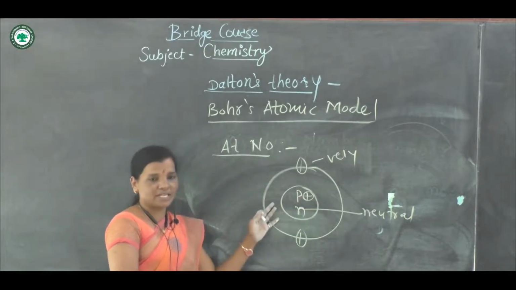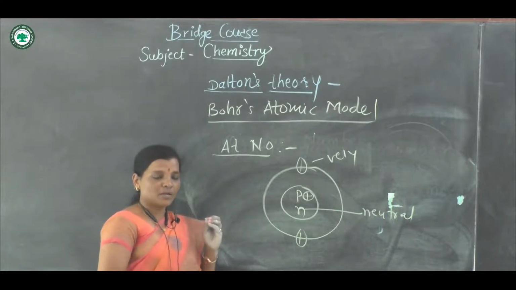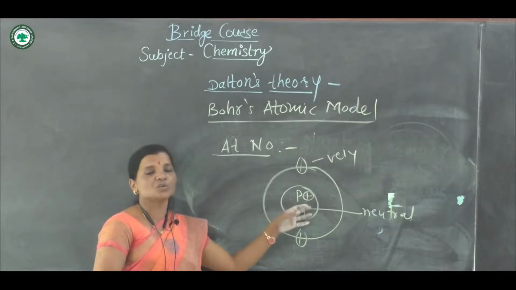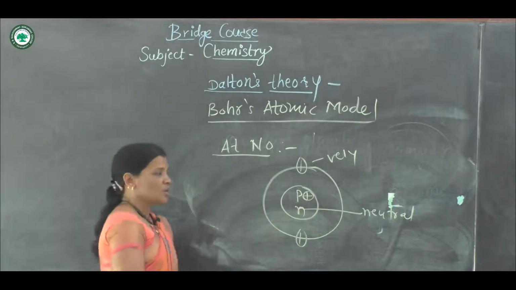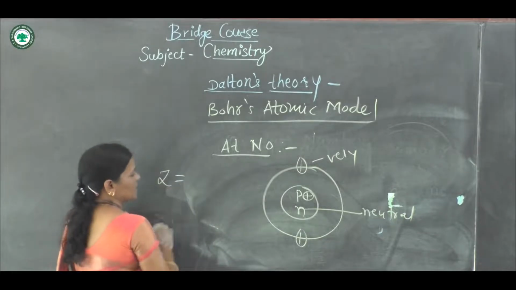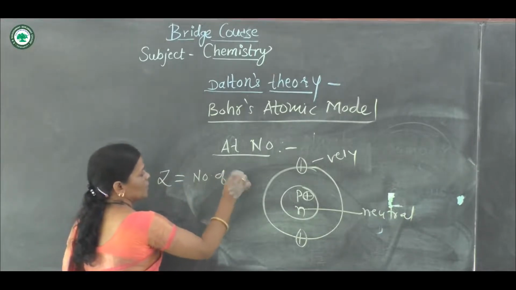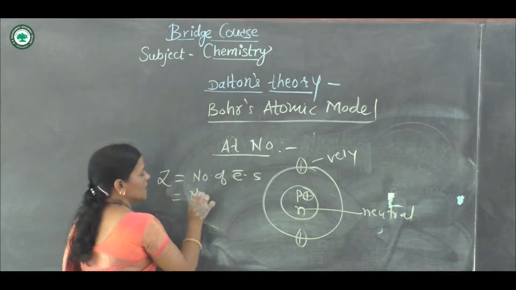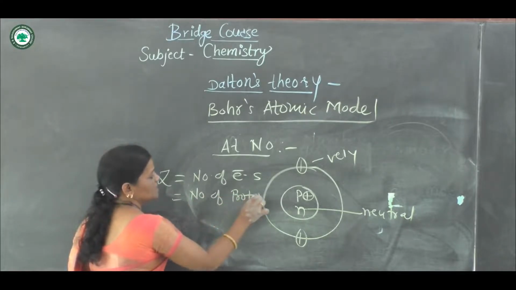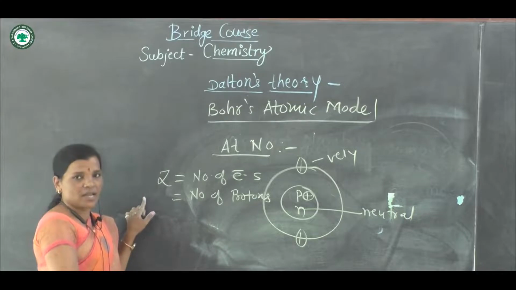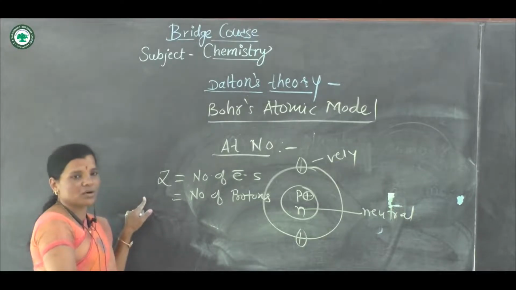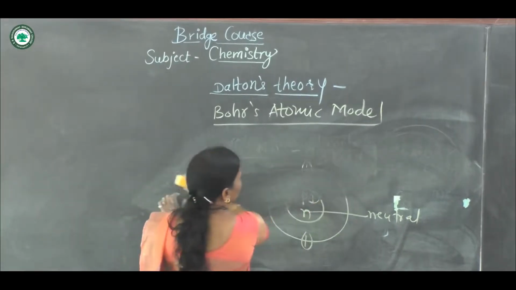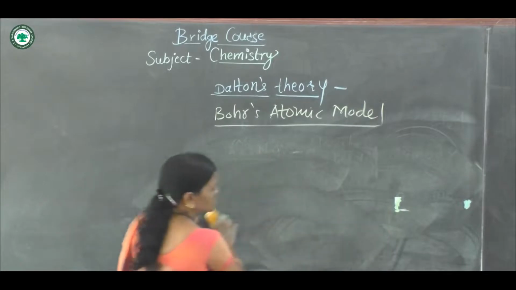What is atomic number? The number of electrons present in the particular element, or we can say the number of protons present inside the nucleus of an element, that is atomic number. So atomic number is denoted by capital Z, which is equal to the number of electrons in a particular element, or the number of protons inside the nucleus. And here we will see how any element is represented.